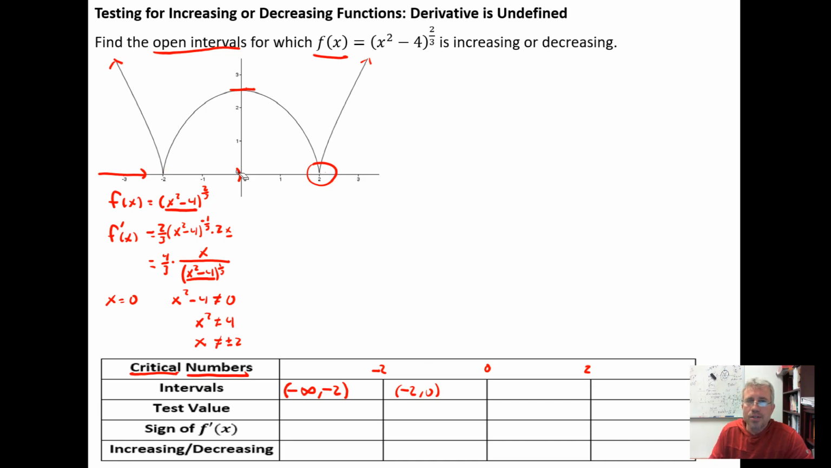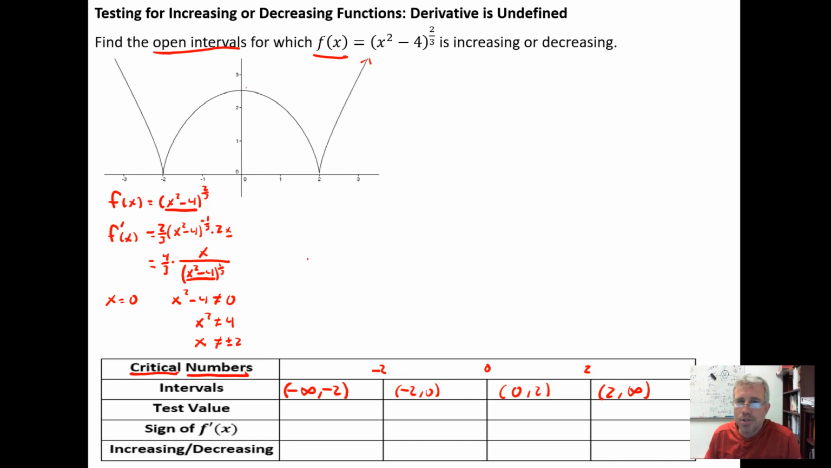And then the next test interval will be between the next two critical numbers, 0 and 2. And then the final test interval will be my recognizing that once I get over 2, I'm going to infinity on the x-axis. So the last test interval is from 2 to infinity. So notice we have 3 critical numbers creating 4 open intervals over which the function may be increasing or decreasing.